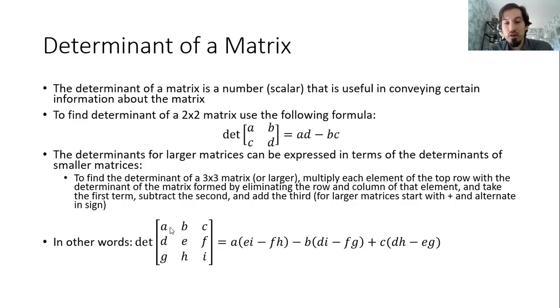I can pick this first row and say, I'm going to take the determinant of this submatrix, which is obtained by eliminating the row and column of A. I can find the determinant of the submatrix obtained by eliminating the row and column of B, and the submatrix for the row and column of C, and multiply those determinants with the numbers A, B, and C with alternating signs. So it's positive A, negative B, positive C, and that will be the determinant of the whole thing. So that's what I've written out here in terms of letters.